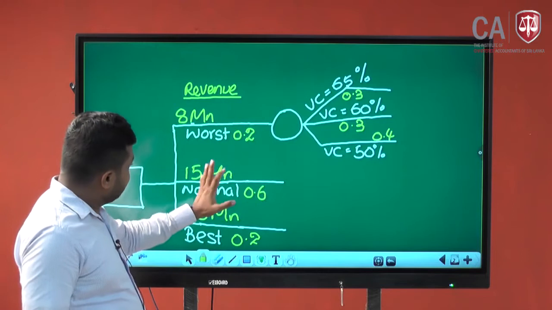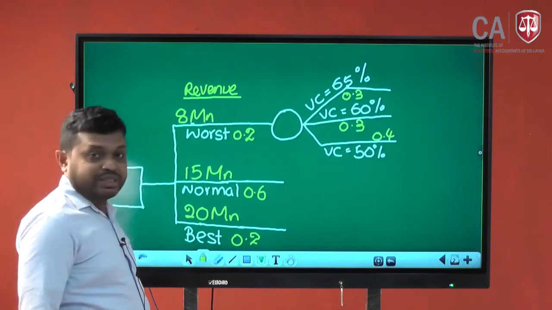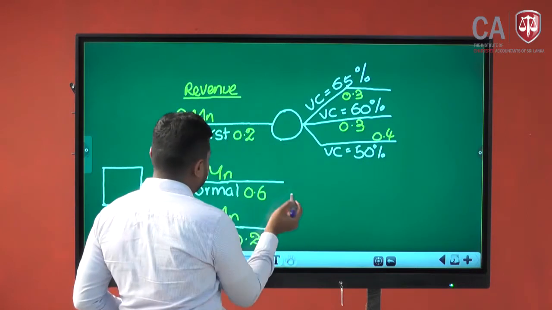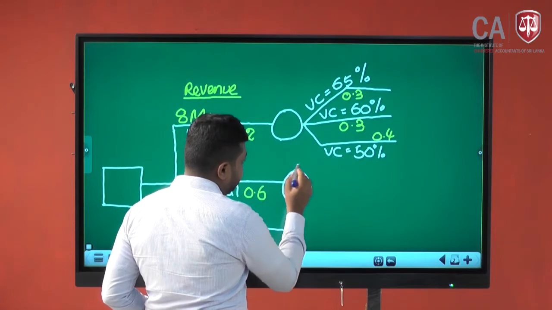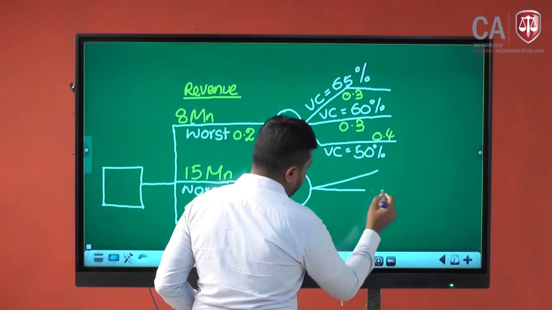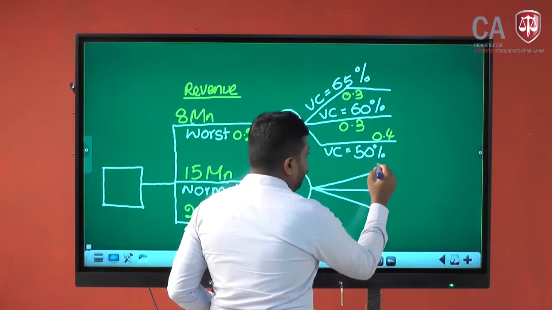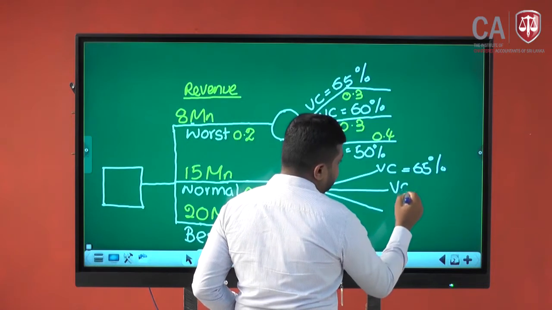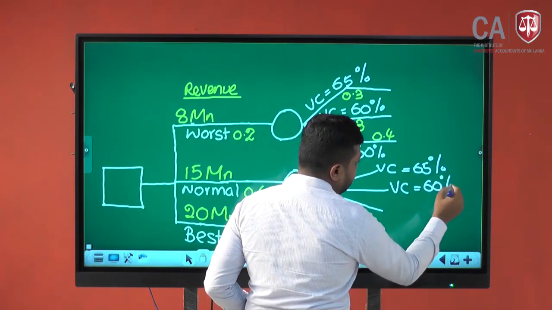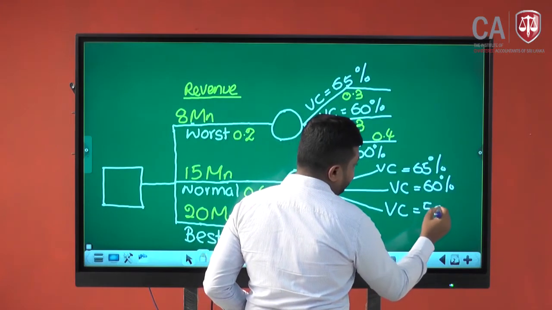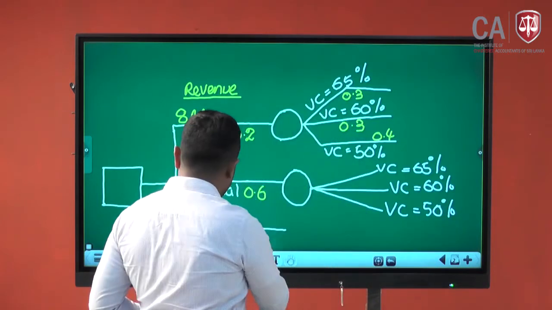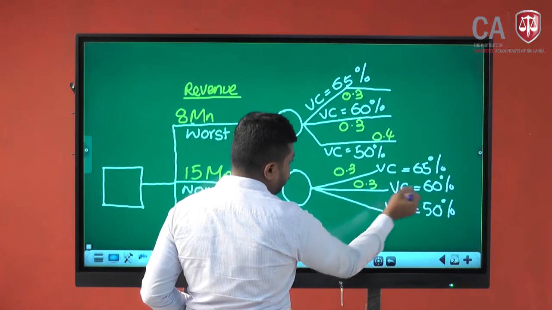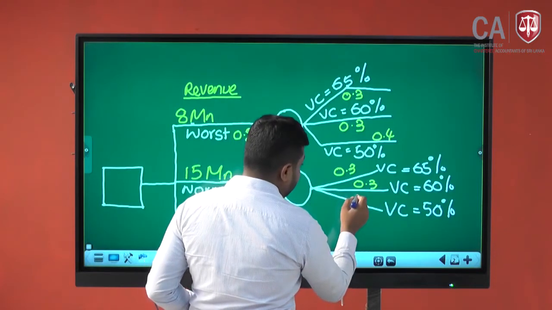That is for the worst case. Same in the normal case as well, and the best case also has the same scenario, right. I will show you. In the normal situation, again it can be like this, okay. Variable cost equal to 65%, right. Variable cost equal to 60% or variable cost equal to 50%. The same probabilities will be assigned: 30% here, 30% to 60% of variable cost, and this one 40%.